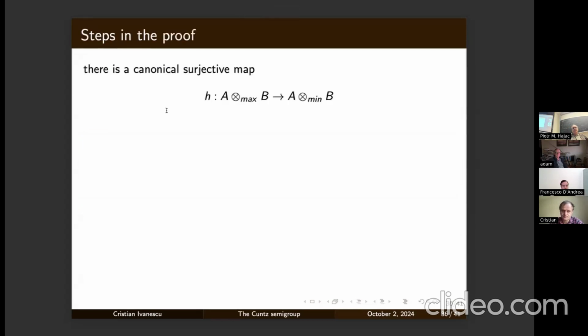So remember, the key idea is that there is a one-to-one correspondence between ideals in the C*-algebra and the ordered ideals.